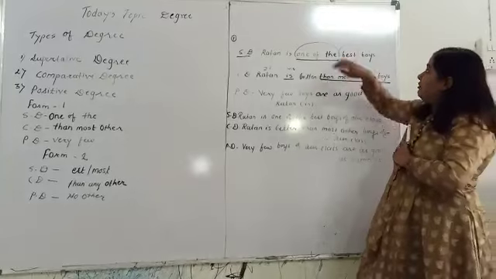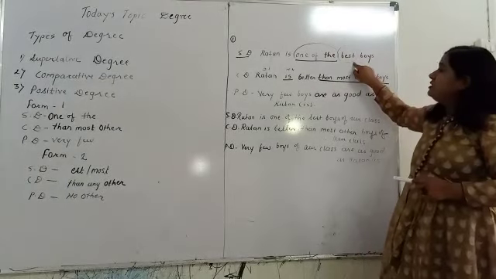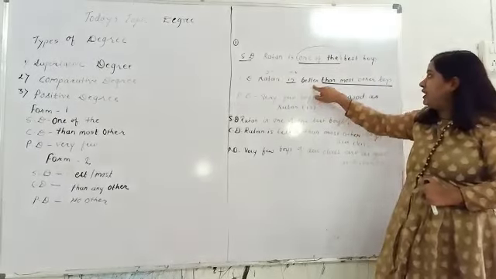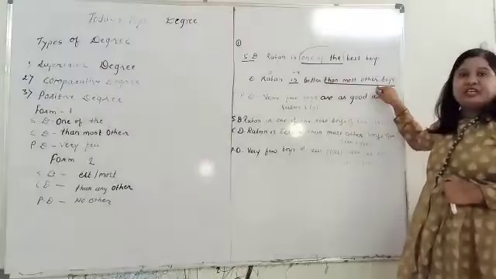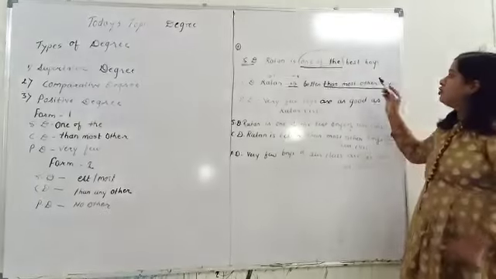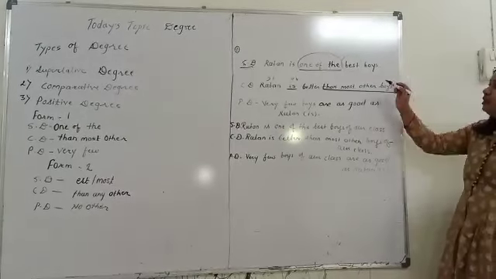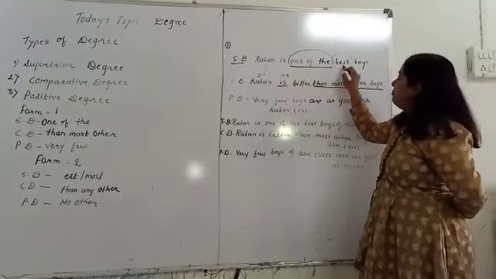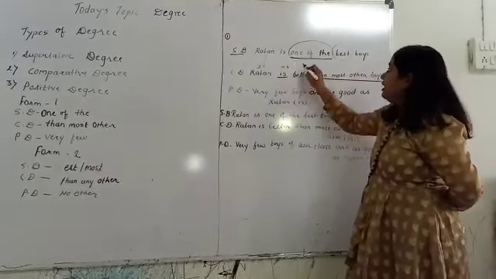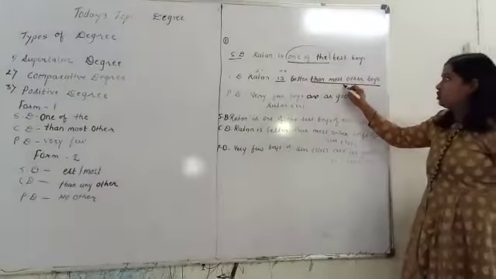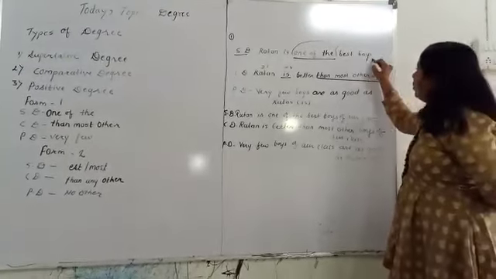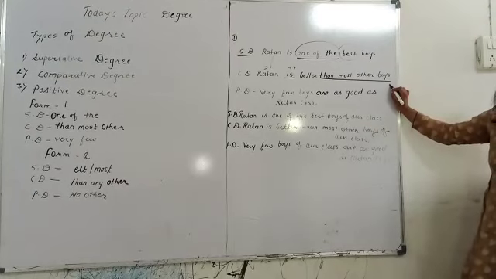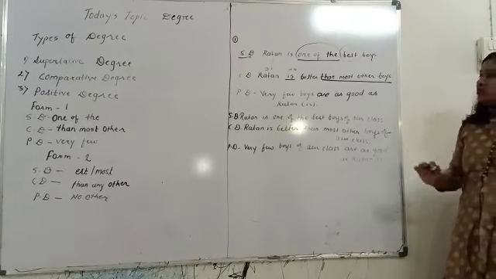That is why we have removed this, and instead of best we have taken its comparative form, which is better, and now we will put the phrase than most other. Now see, students, which word is left. If you observe, Ratan we have copied, is we have copied, best we have transformed into better, one of them we have transformed into than most other. Now the only word left from the sentence is boys, that we will copy. Understood?